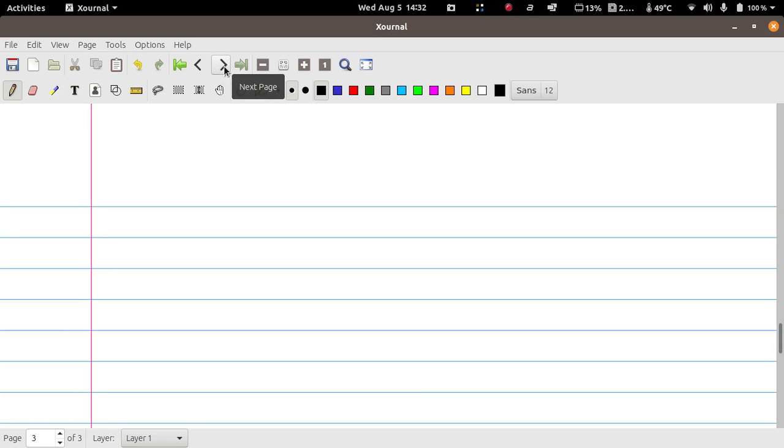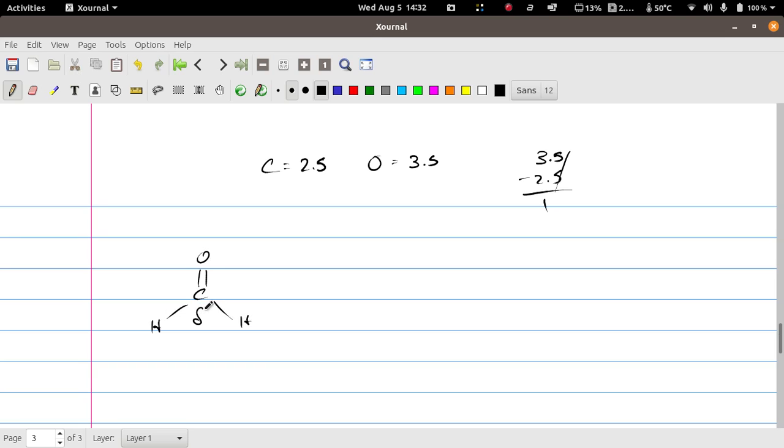So I'm going to give you an example of what a dipole is. So C is 2.5, and we have O is 3.5. So their difference is 1. So that's within the range of polar. So I'm going to give you a molecule, formaldehyde, just because it's easy to draw. So your partial positive and your partial negative.